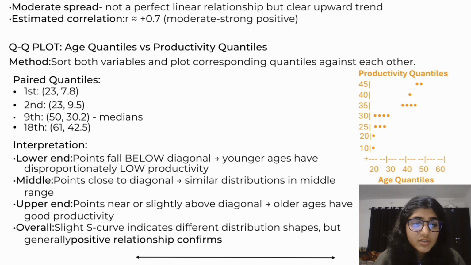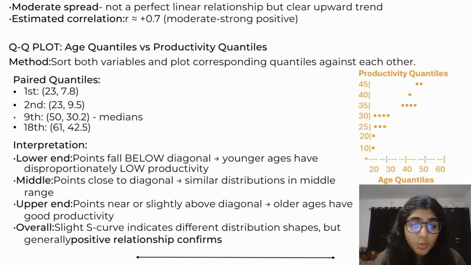Now we will see the quartile plot, that is age quartiles versus productivity quartiles. So in this we need to sort both variables and plot corresponding quartiles against each other. So paired quartiles, that is first will be 23, 7.8, second will be 23, 9.5, ninth will be 50, 30.2, that is median, and the 18th will be 61, 42.5.